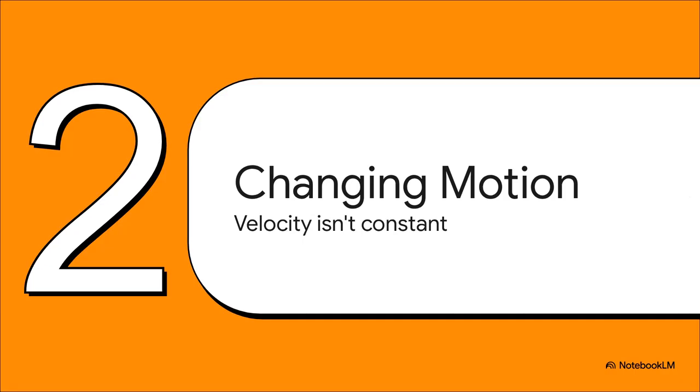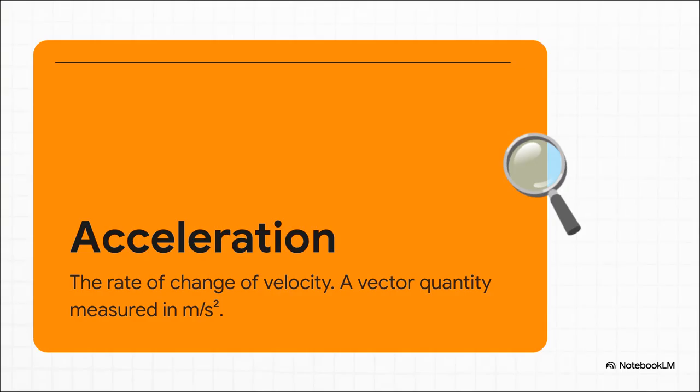Okay, but life isn't always a straight line at a constant speed, right? Things speed up, they slow down, they turn corners. So what happens when velocity isn't constant? Well, to talk about that, we need to bring in one of the biggest concepts in all of motion physics, acceleration. So what is acceleration? It's simply the rate of change of velocity. It's how fast your velocity is changing.